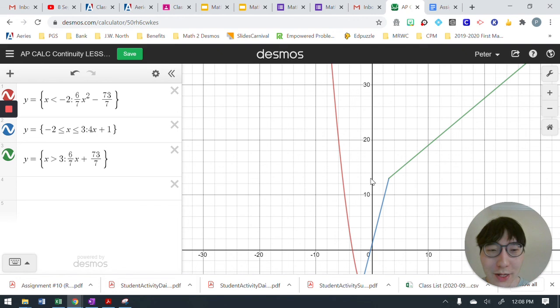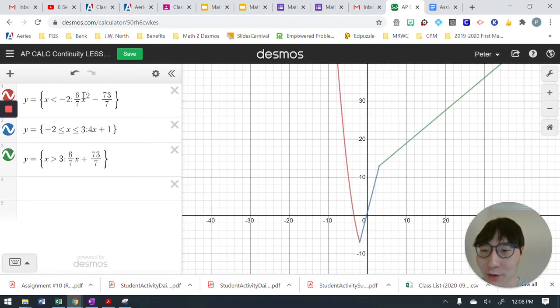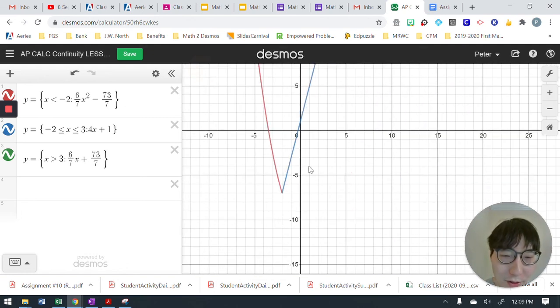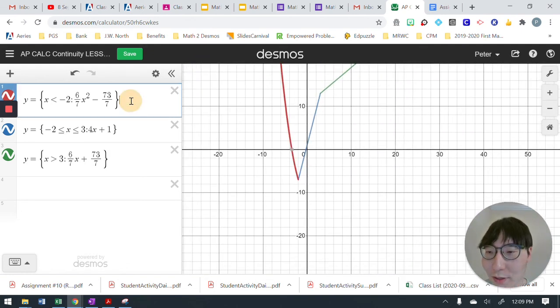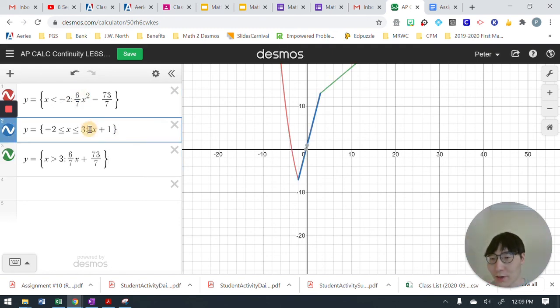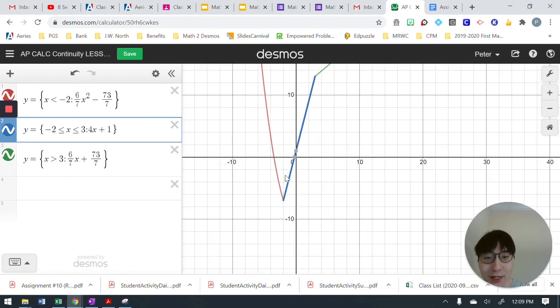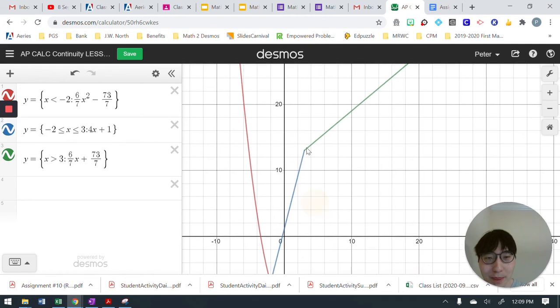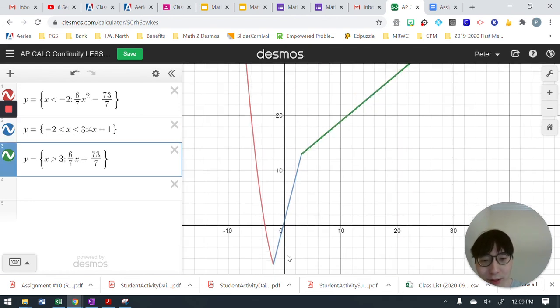Of course, you could have guessed it by just trying m and k over here, but that will take a whole lot of time, even more than the previous one. Who would have guessed 6 over 7 and negative 73 over 7, right? But the main takeaway here is you have a 3 piecewise function: 1, 2, 3. This applies for x less than negative 2, this for x greater than or equal to negative 2 and less than or equal to 3, and then x greater than 3. And you will see that, ooh, nice, it's continuous at each of those piecewise breakpoints.